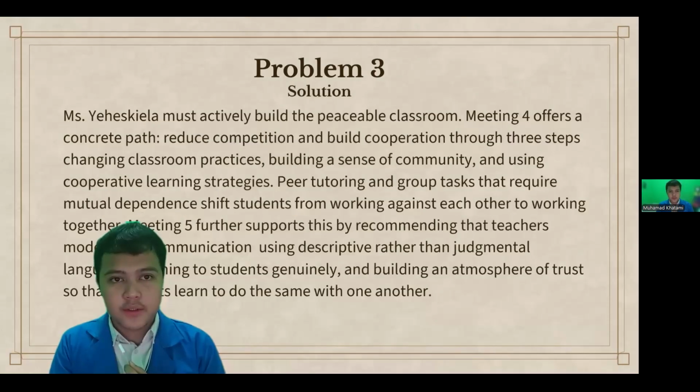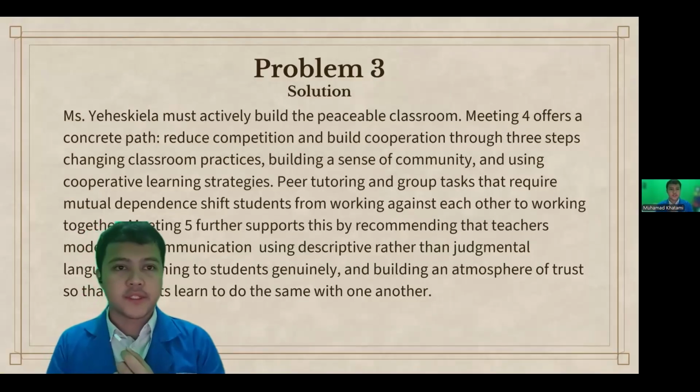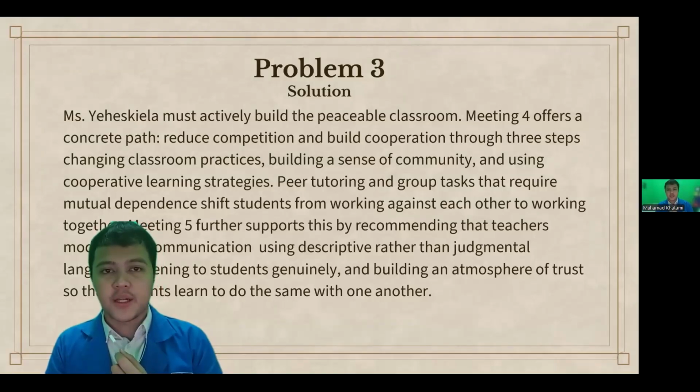So the solution for this is Miss Yashkelia must actively build a peaceable classroom. Meeting 4 offers a concrete path: reduce competition and build cooperation through three steps, changing classroom practices, building a sense of community, and using mutual dependence. Using cooperative learning strategies, peer tutoring, and group tasks that require mutual dependence shifts students from working against each other to working together.